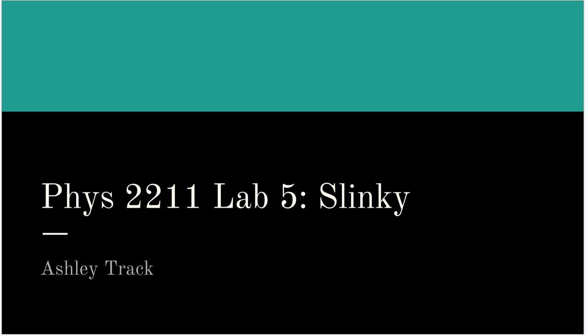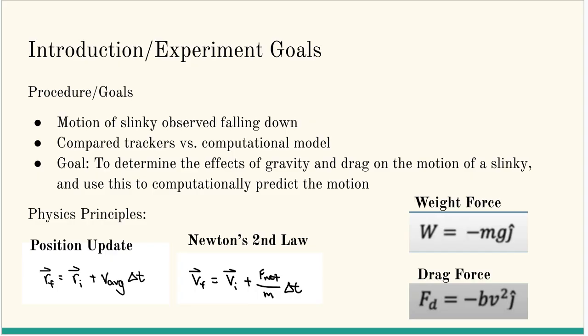Physics Lab 5: Slinky. The goal of this lab was to determine the effects of gravity and drag on the motion of a slinky and use this to computationally predict the motion of a slinky. This lab used Newton's second law with the position update and velocity update formula, the weight force, and the drag force.